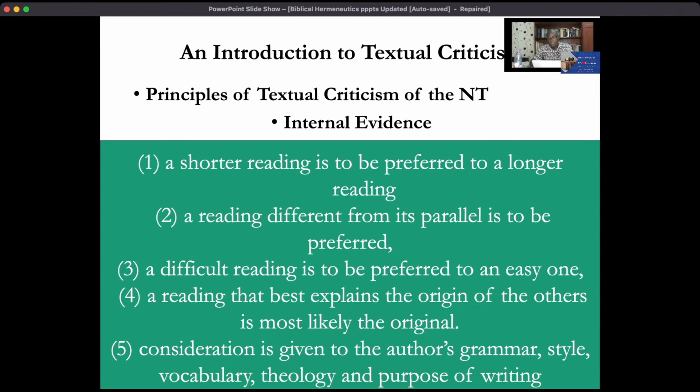Now, a reading that best explains the origin of the others is most likely the original. A reading that is difficult, a reading that is different, will make a scribe look for a replacement, a smooth one, an easy one, and therefore you go for a reading that explains why the other variants were invented. Consideration is given to the author's grammar, style, vocabulary, theology, and purpose of writing. This is important because you must know the style of the author. If this is the style of the author, it means that this is the word he has used. And therefore, if there are other readings that you think do not fit the author's way of writing, you don't consider them. But if you see that this particular word fits the author's way of writing, then you can consider that word as original.